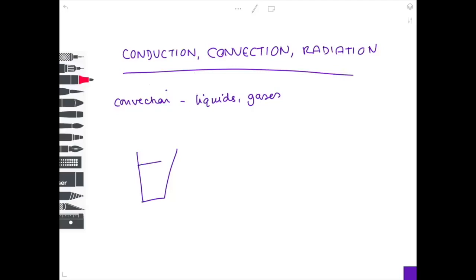So we've got coffee in here and we don't want it to be getting cold too quickly. So what can we do? Well, I've already said you can put it in a polystyrene cup. Why? To prevent conduction losses.